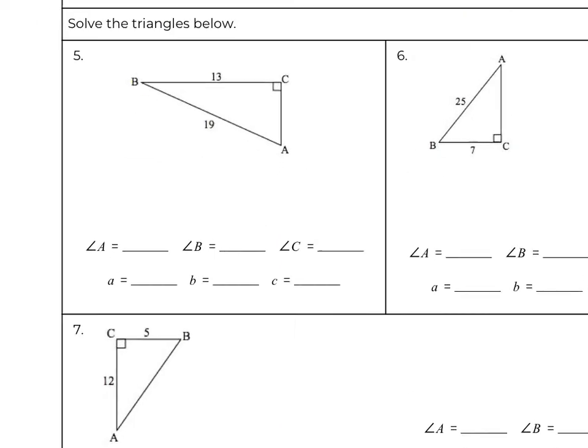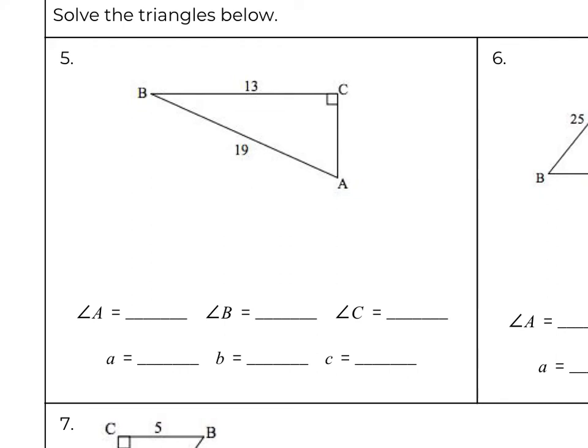So if I look at number 5, how many sides did they give us? 2. So we can do Pythagorean theorem to find the third. So side 13, what would that label be, like ABC? A, because it's across from it. 19 is C. We're missing B. So that's 13 squared plus B squared equals 19 squared. All right, Kyle, what do we do next to solve for B there?